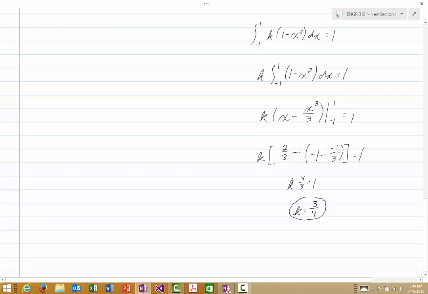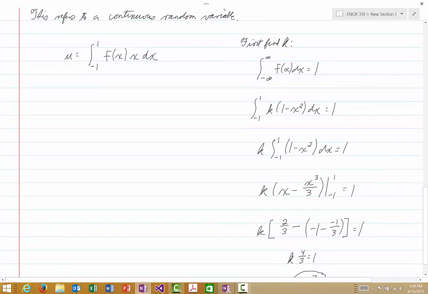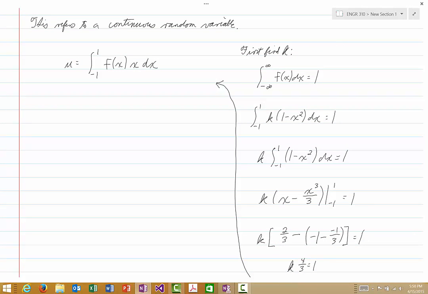So this is the k that we need for this density function, and now we can take that and plug it back in up here in our calculation, and we're ready now to find the mean value of this random variable.